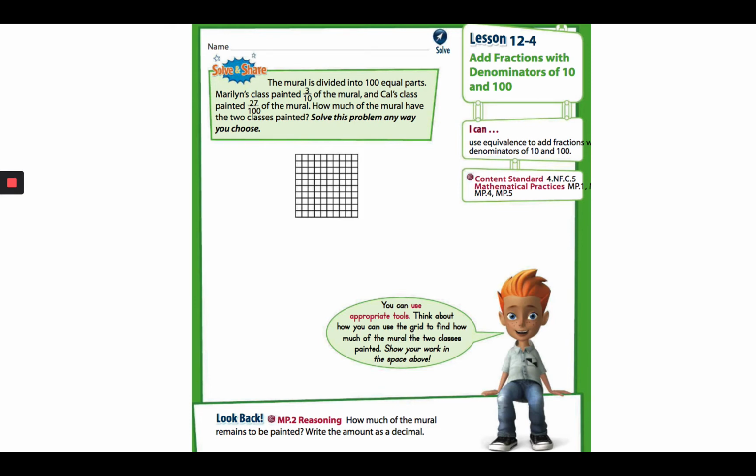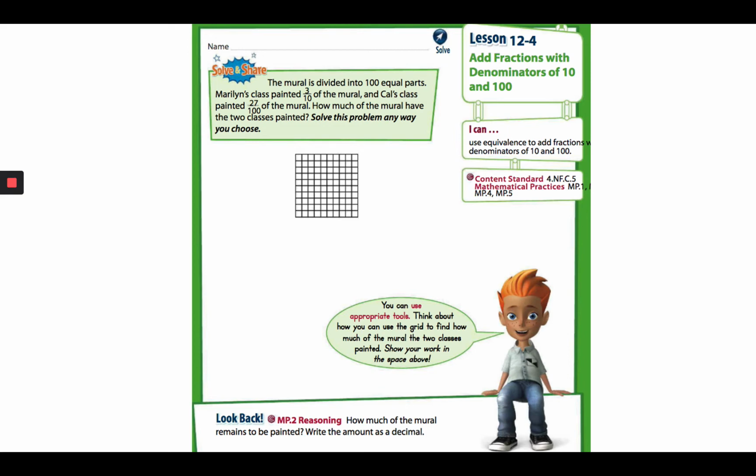Well, first of all, it's about children painting a mural that's got 100 equal parts. And we've got 3/10 and 27/100, that's what the children painted. And we want to know how much they painted all together. And we can definitely see that the denominators are different.